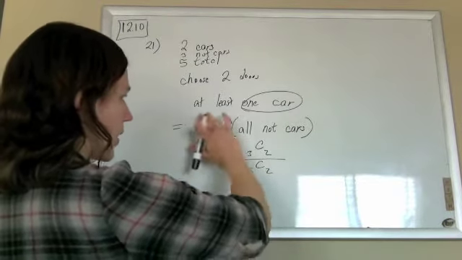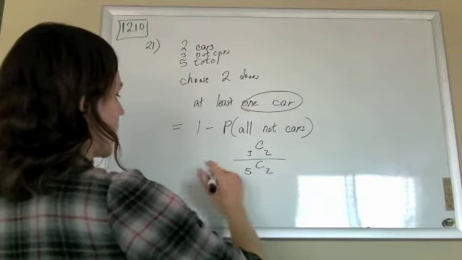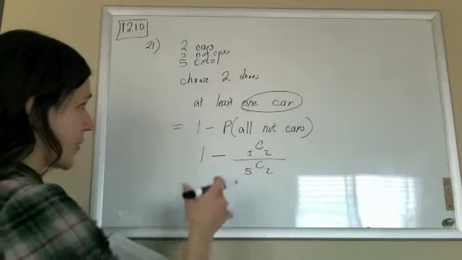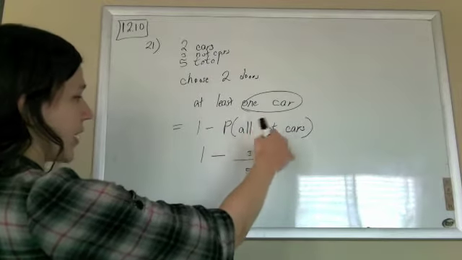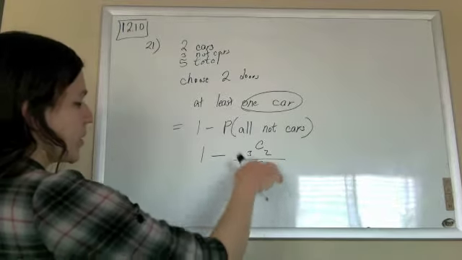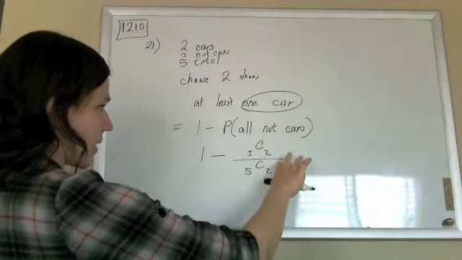But of course, we want at least 1 car, so this is what we don't want. So we'll take 1 minus that. And that's the setup. If you want at least 1, you find the probability of getting none and do 1 minus that. So these you figure out just like you figured out stuff before.